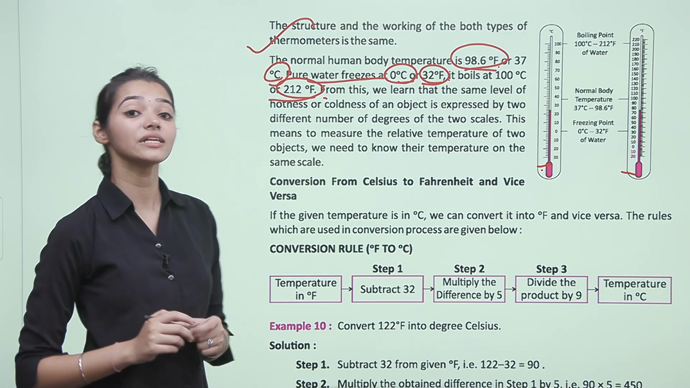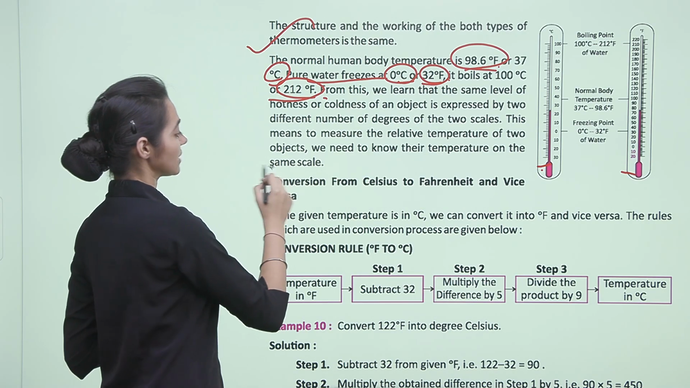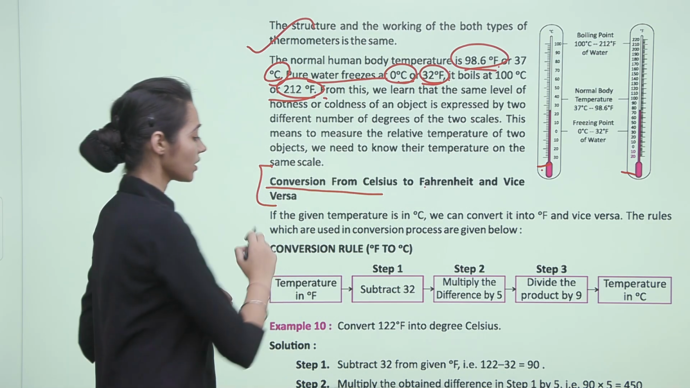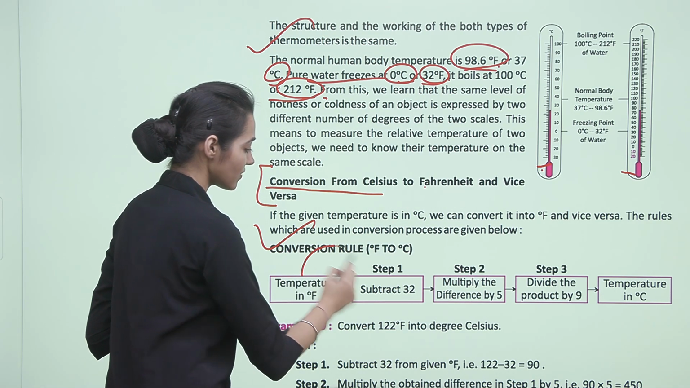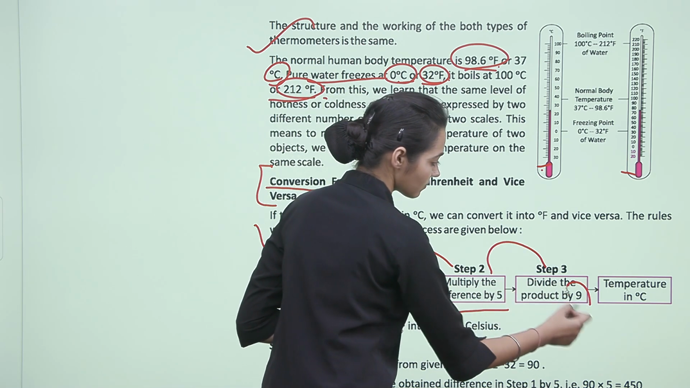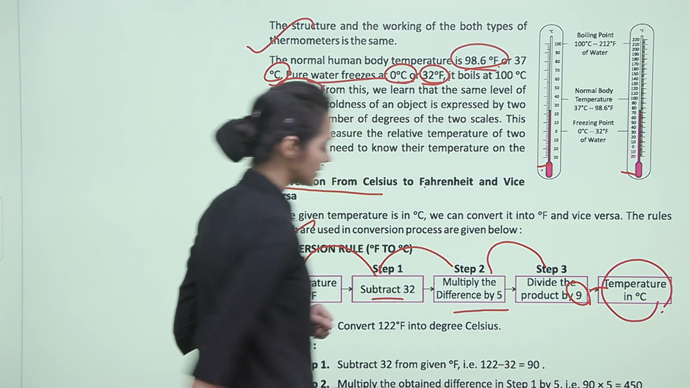Now to understand relative temperature, we need to know the temperature on the same scale, and here is a conversion from Fahrenheit to Celsius. The conversion rule is simple. Take the temperature in Fahrenheit, subtract 32, then multiply the difference by 5 and then divide the product by 9, and this is our temperature in degree Celsius.